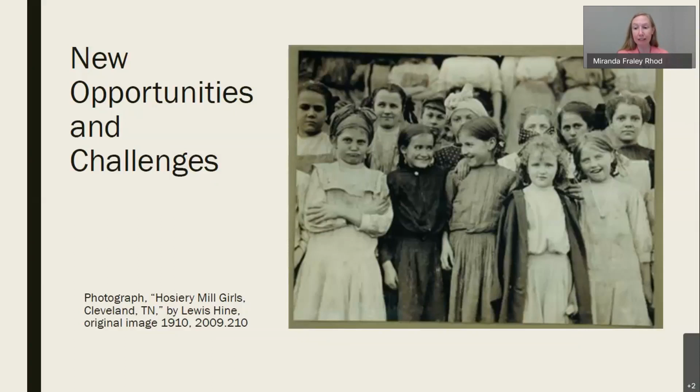So child labor was one of the many issues that women were facing, and they realized that they did not really have the same tools as men did legally at that time to address some of their concerns.